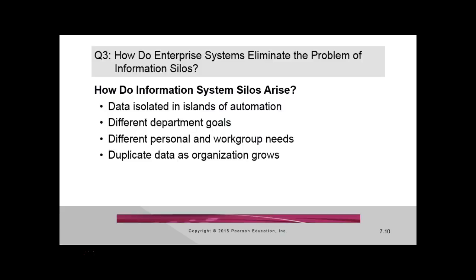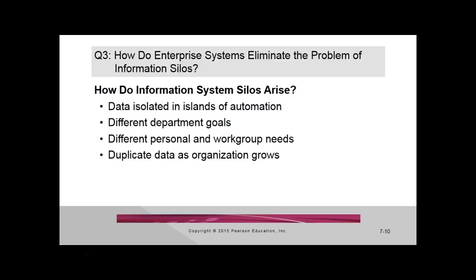We call those data isolated islands of automation, right? So we're doing something here for these processes, we're doing something here for these processes, and these departments have different goals, different personnel and work group needs. But what happens is, if you think about it, now we have John Miko's address stored here, John Miko's address stored here, John Miko's address stored here.